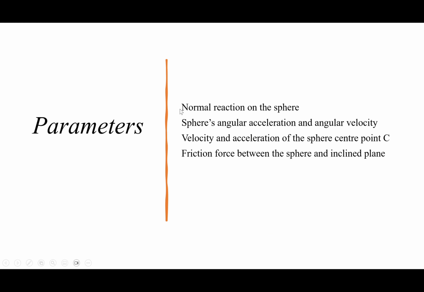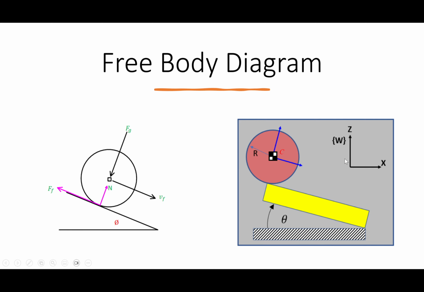The parameters of these equations are going to be as follows: the normal reaction on the sphere, angular acceleration, angular velocity, the velocity and acceleration of the sphere center point C, and lastly the friction force between the sphere and inclined plane. These parameters can be seen here on the left in this free body diagram, and the original diagram can be seen here on the right.